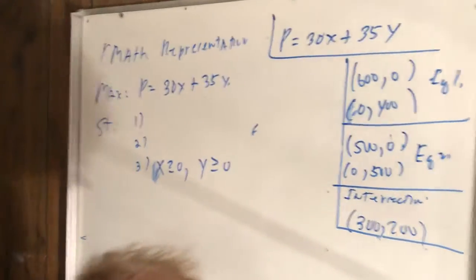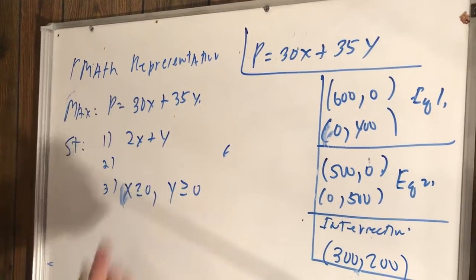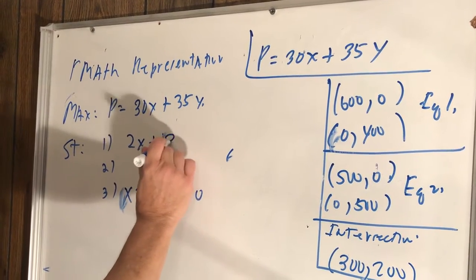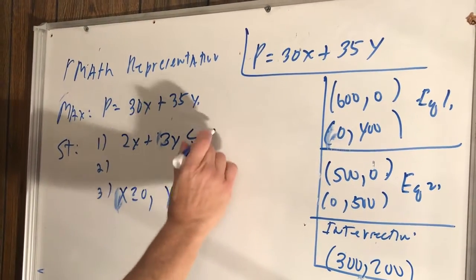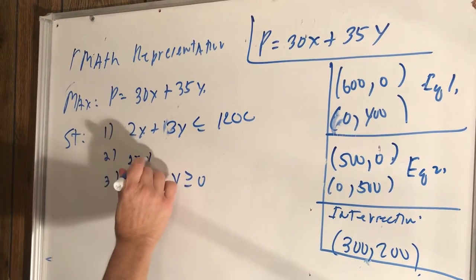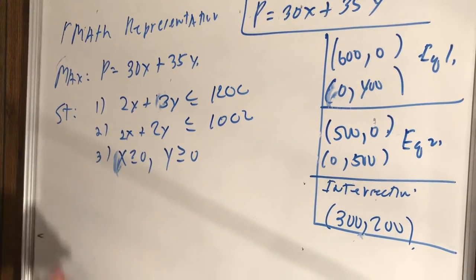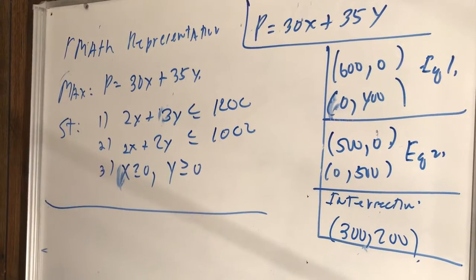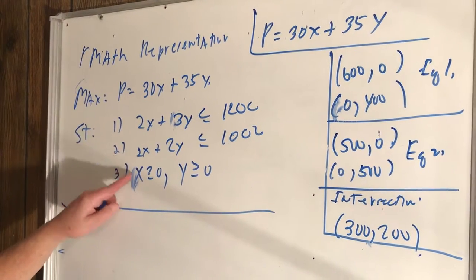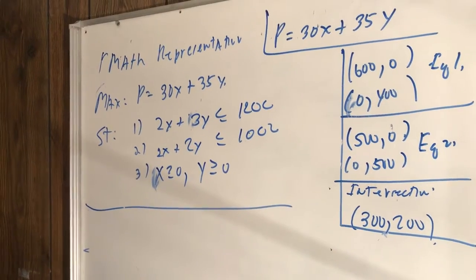And once again, 2x plus 3y is less than or equal to 1200, which we developed from the table. 2x plus 2y, 1,000 pounds. That's the way I express my problem. From that, I developed my x and y intercepts from each one separately, and then I solved these as a system of equations and got where the two lines intersect.